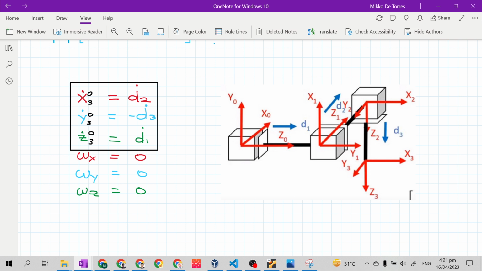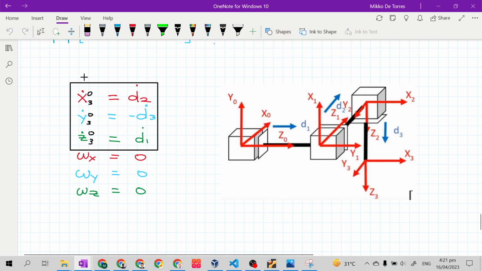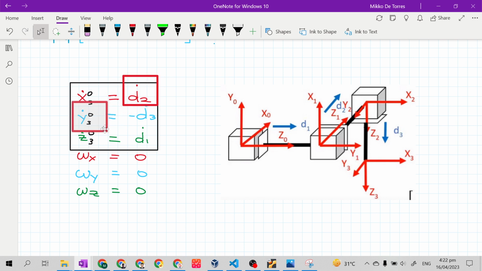So in these three differential equations, to make the end effector faster in the x direction, we need to adjust the velocity at the joint variable d2. Based on our kinematic diagram, d2 is along the x sub 0 axis. So it matches the differential equations we obtained from the Jacobian matrix.